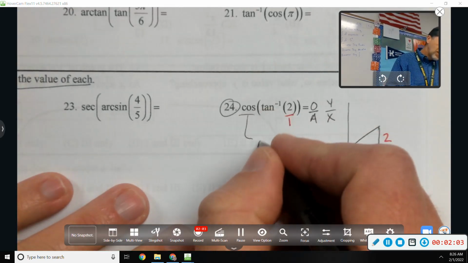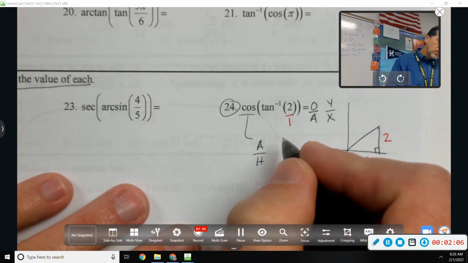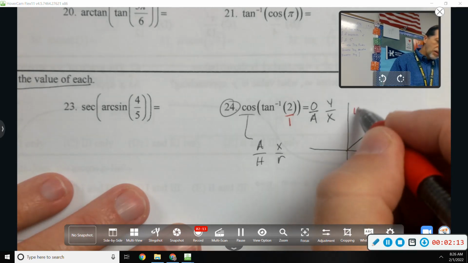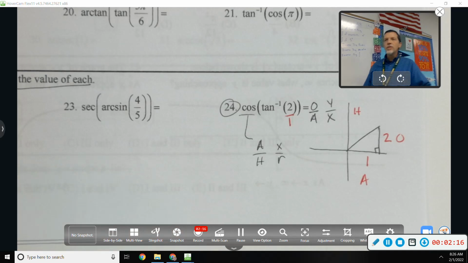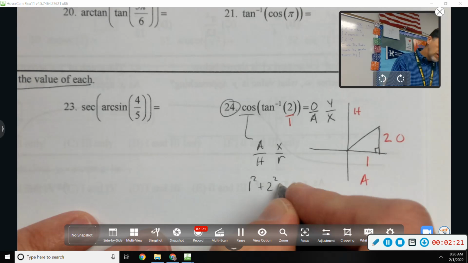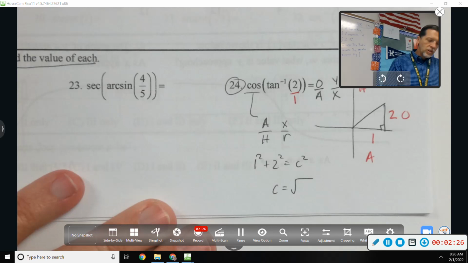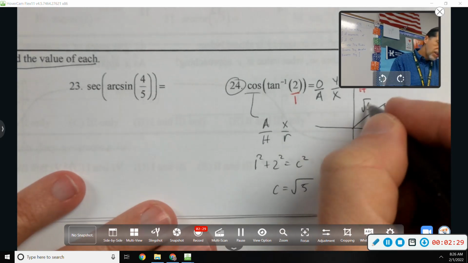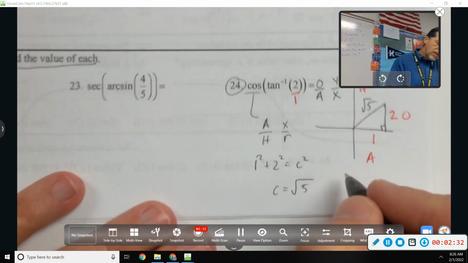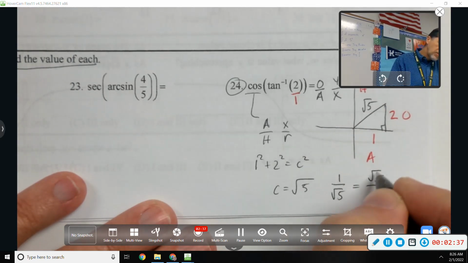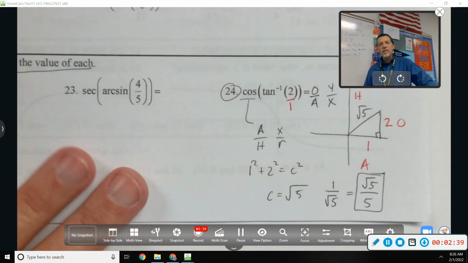Cosine is adjacent over hypotenuse, or x over r. Adjacent is 1. Hypotenuse, what am I going to have to do for hypotenuse? A squared plus b squared equals c squared. 1 plus 4 is 5. Square root of 5. So 1 over the square root of 5, which when we fix it becomes square root of 5 over 5.